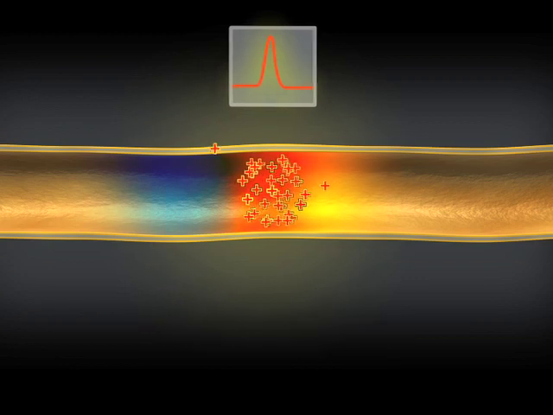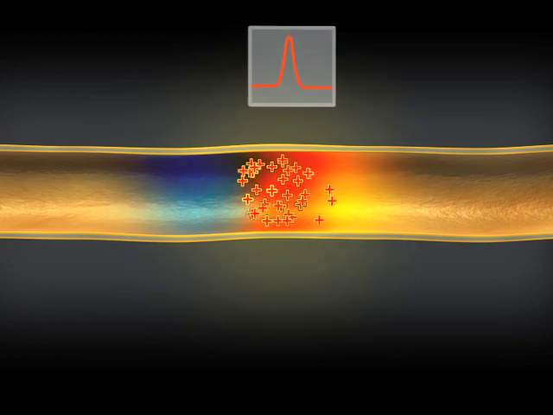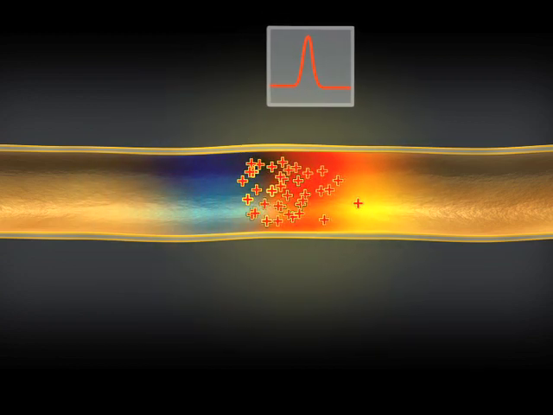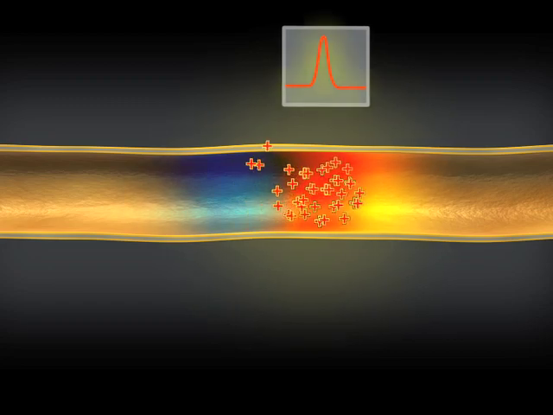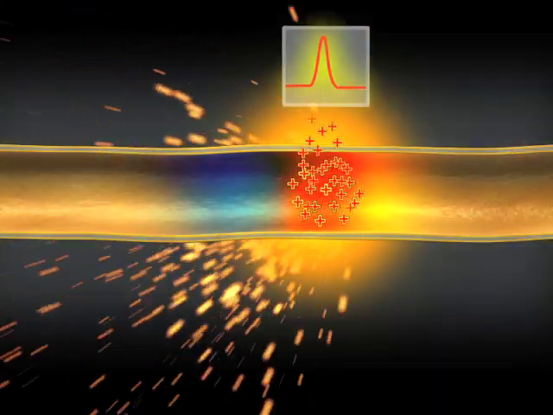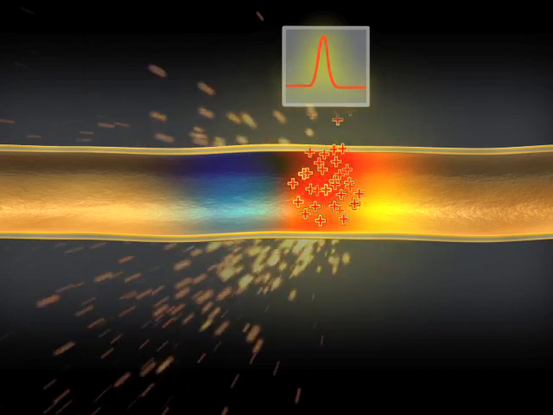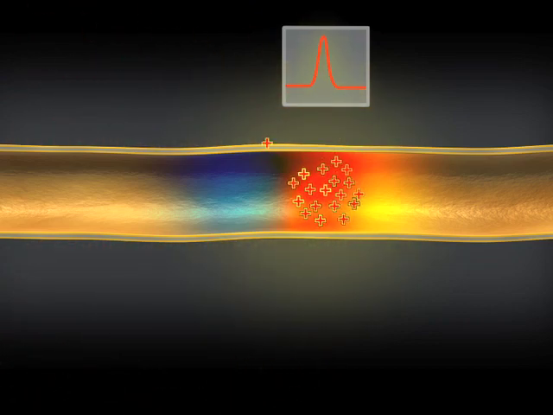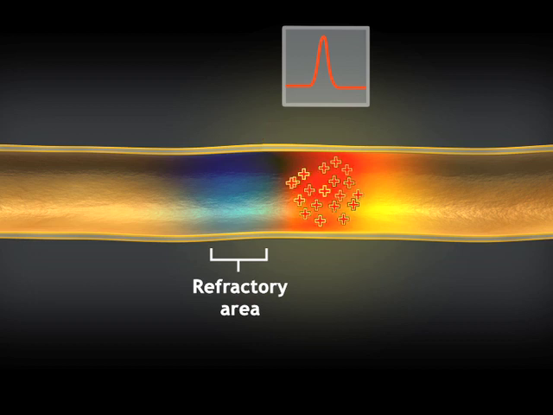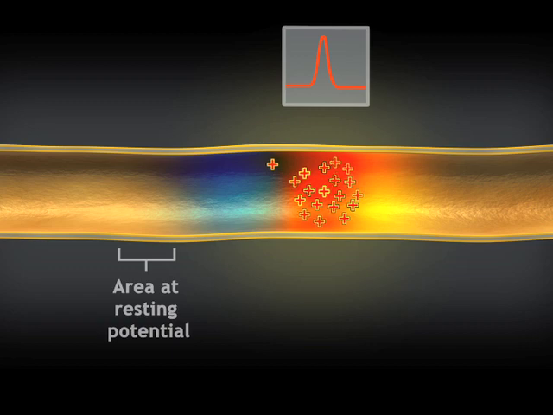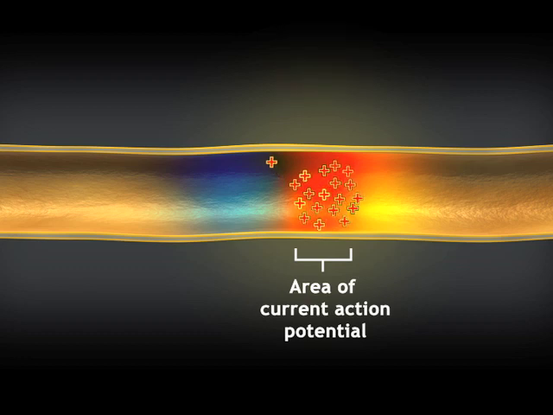Now, 2 milliseconds later, the positive charge spreads to the next adjacent region of the axon, and it reaches its threshold and fires an action potential. The region of axon that fired a millisecond ago cannot be depolarized. It is refractory. The area of the membrane that fired 2 milliseconds ago has now returned to its resting potential, but it is too far away to be influenced by the current action potential.